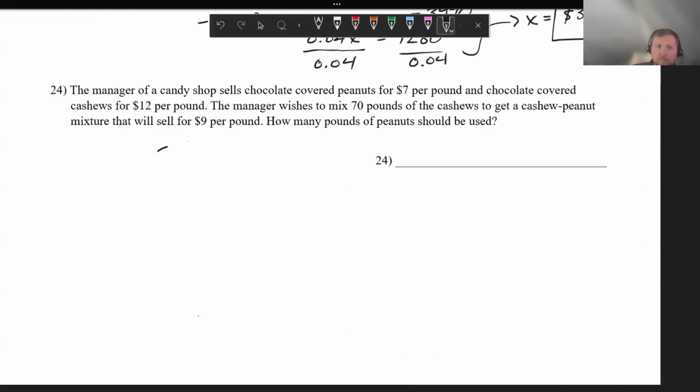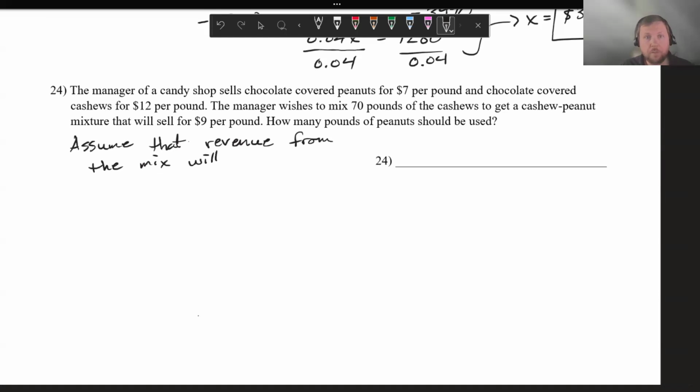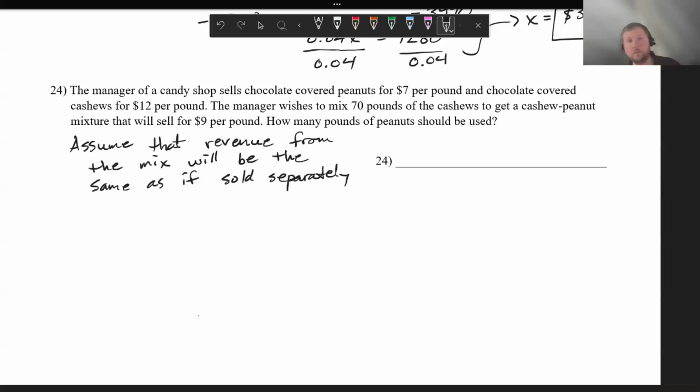Assume that revenue from the mix will be the same as if sold separately. In other words, there's no markup when we do the mix.